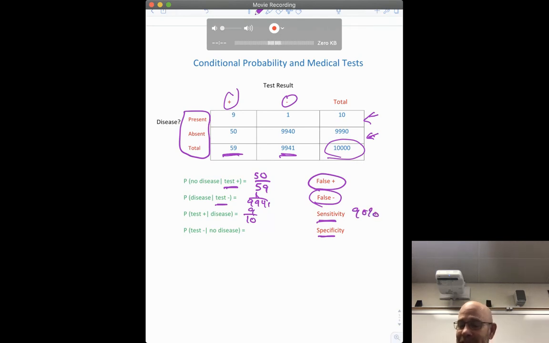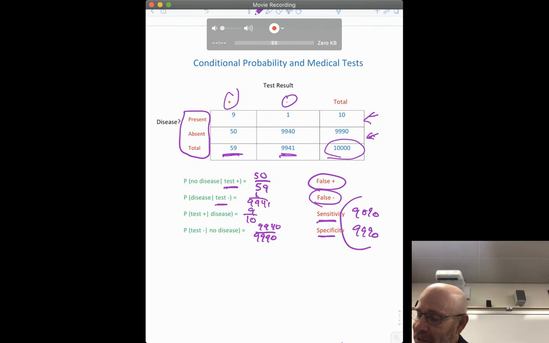And then the test negative given no disease was 9,990, and tested negative was 9,940. I'll do that little math in my calculator just so you can see the number. That's 99%. So these are the numbers that typically are looked at a little bit more than the bad ones. It's like, how good are we doing on this test? So that's it for conditional probability, section 6.3. Please let me know if you have any questions.